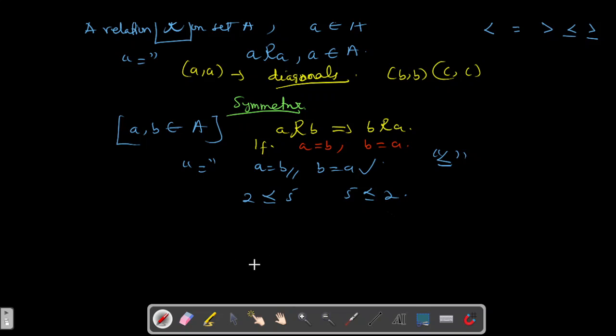Let's talk about antisymmetric. So, antisymmetric.